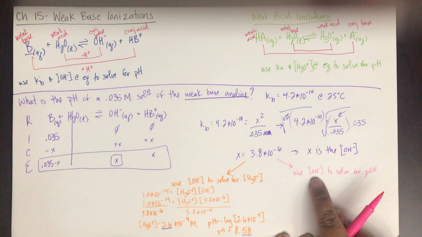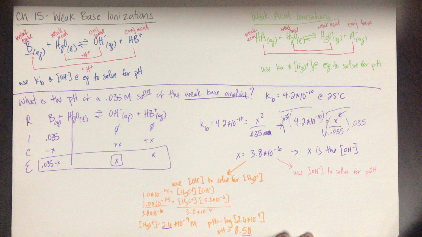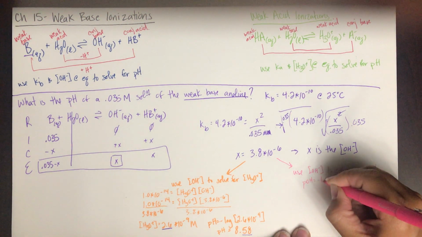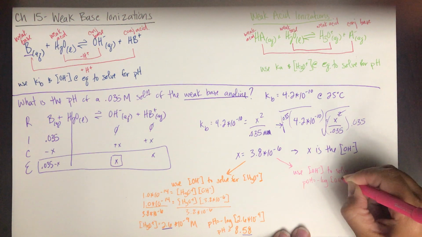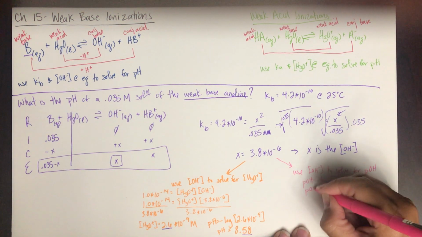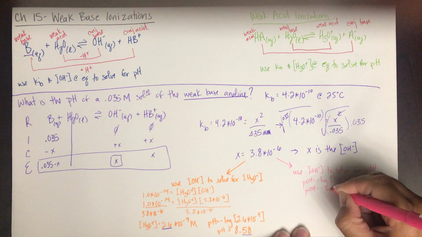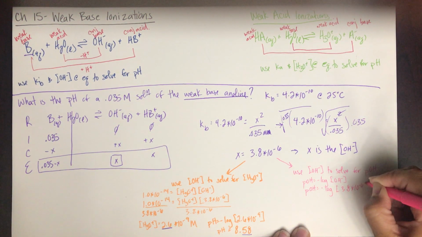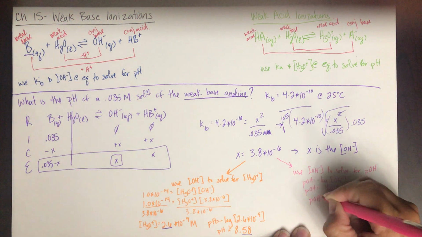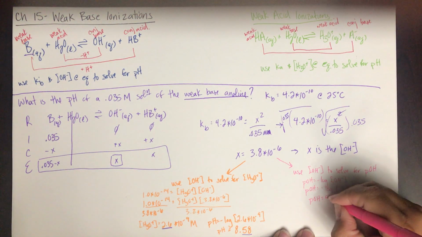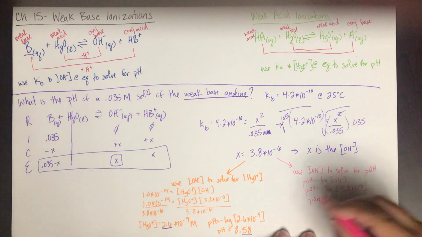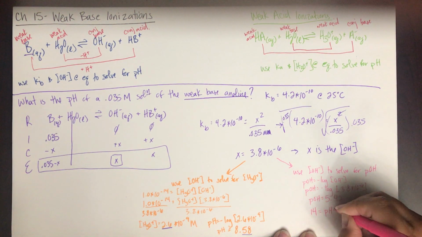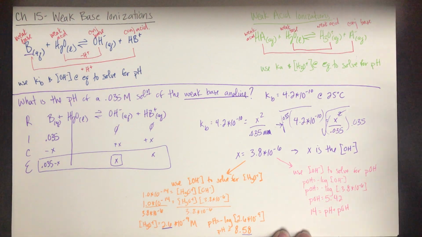So now let's do it the other way. We're going to use the hydroxide ion concentration to solve for the pOH. So pOH equals the negative log of the hydroxide ion concentration. pOH equals the negative log of 3.8 times 10 to the negative 6th. pOH equals 5.42.